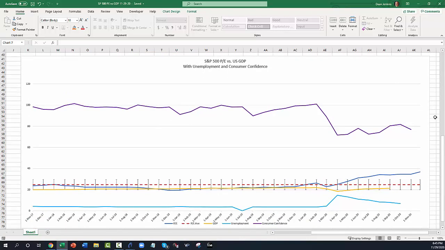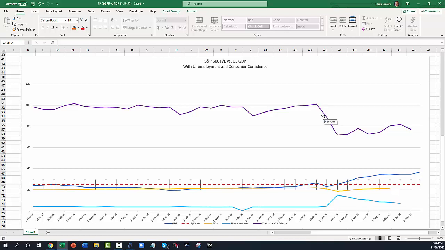So the second chart I add in, we've still got the S&P 500 PE ratio, the error bars, GDP. I've added unemployment in this blue line. Unemployment, of course, spiked when the coronavirus hit. It's been coming down, but it's still above a very consistent historical average. And this is consumer confidence, the purple line.